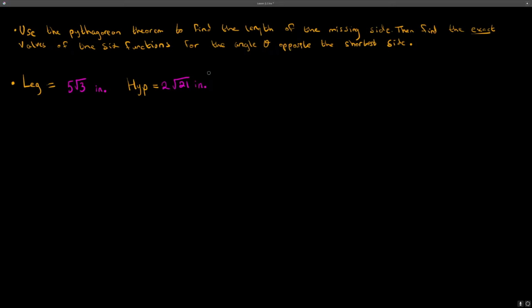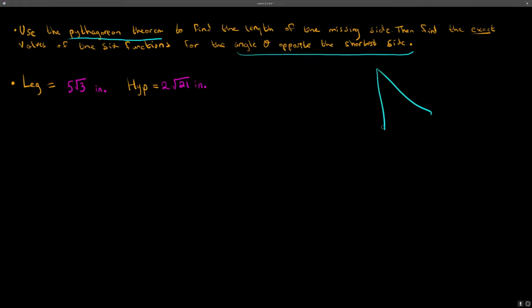So for this next question, it asks us to use the Pythagorean theorem. The exam is going to be subjective, so if it tells us to use the Pythagorean theorem, then we should use the Pythagorean theorem to find the length of the missing side. Then find the exact value, so we can't use a calculator, we have to solve manually, of the 6 functions for the angle opposite to the shortest side. Now what does this mean?